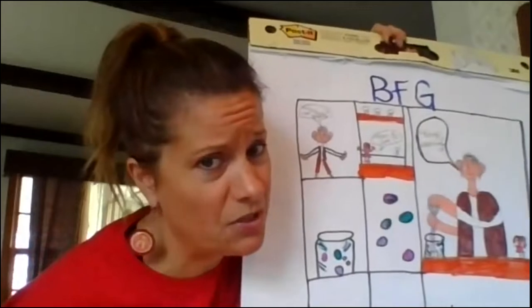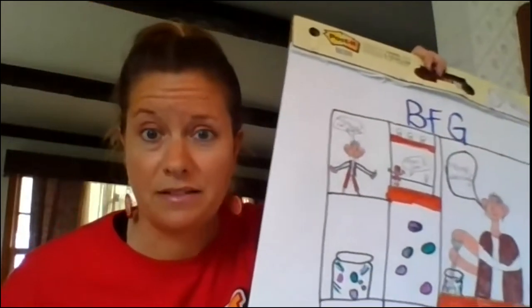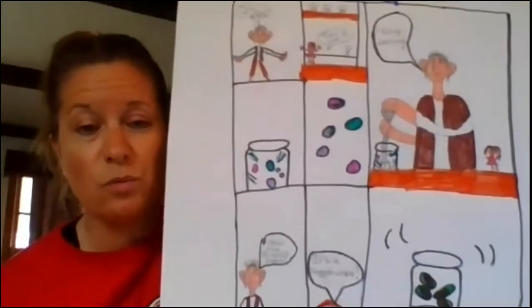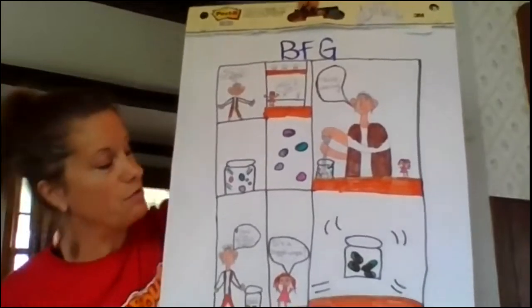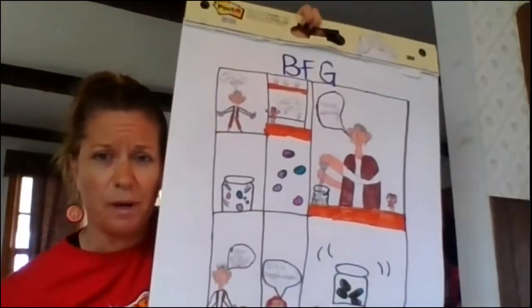Now remember, Miss Bottone is not an art teacher. I'm a third grade teacher, so don't laugh at my drawings. I did my best, right? So as you can see, I wrote the BFG. These were the steps that were made for him to do the dream jar. So he says, because you have your conversation bubbles.